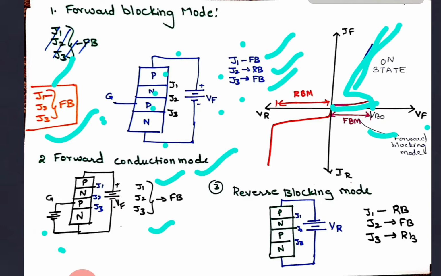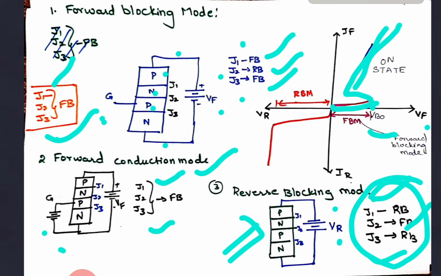Now let us see the reverse blocking mode. In reverse blocking mode, P is connected to negative and N is connected to positive. Therefore, J1 is reverse biased, J3 is also reverse biased, but at J2, N is connected to negative and P is connected to positive, therefore J2 is forward biased. This does not satisfy the condition that J1, J2, J3 have to be forward biased. Therefore, as we keep on increasing the reverse voltage, there will be a leakage current flowing here. At the breakdown, the current suddenly increases.